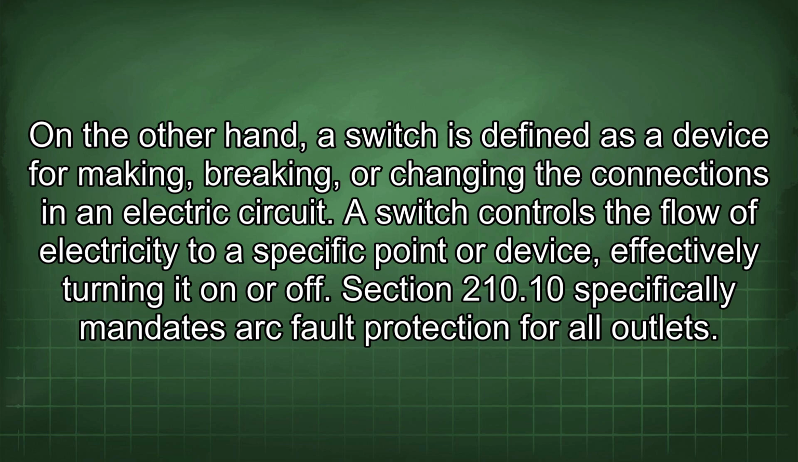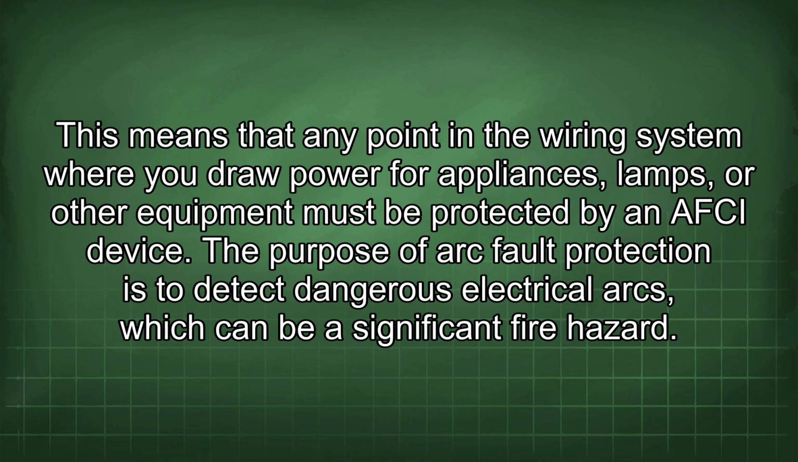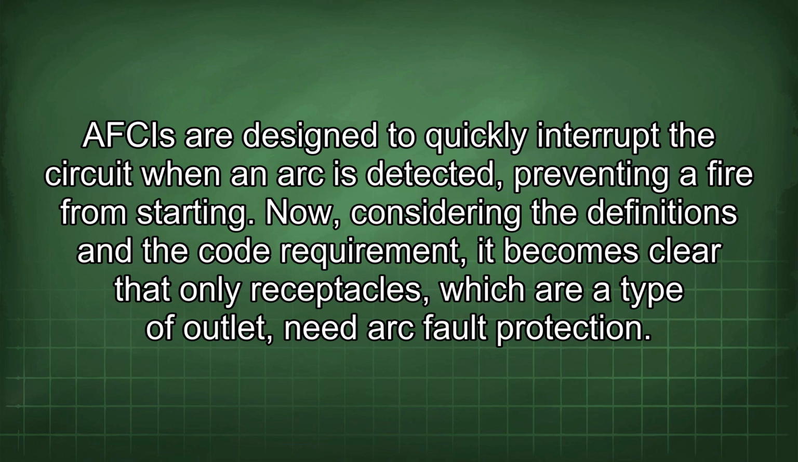Section 210.10 specifically mandates arc fault protection for all outlets. This means that any point in the wiring system where you draw power for appliances, lamps, or other equipment must be protected by an AFCI device. The purpose of arc fault protection is to detect dangerous electrical arcs, which can be a significant fire hazard. AFCIs are designed to quickly interrupt the circuit when an arc is detected, preventing a fire from starting.